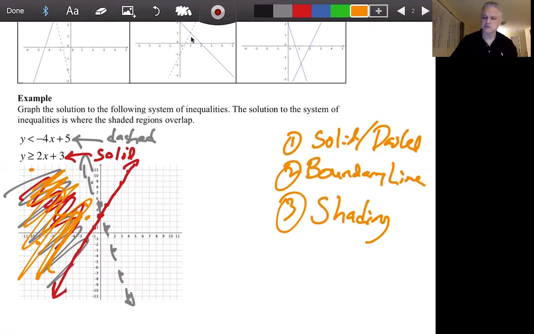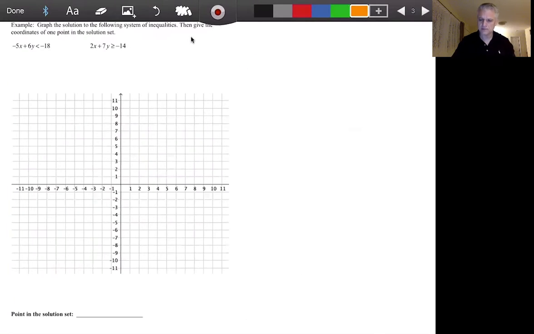So there's a nice little example for you to keep in your notes and to refer back to on this video, okay? Next, we're going to graph the solution of the following systems of inequality, and then we're going to give one coordinate pair from that region, okay? Very simple, okay? That's a very simple step. This thing is to graph the inequalities.